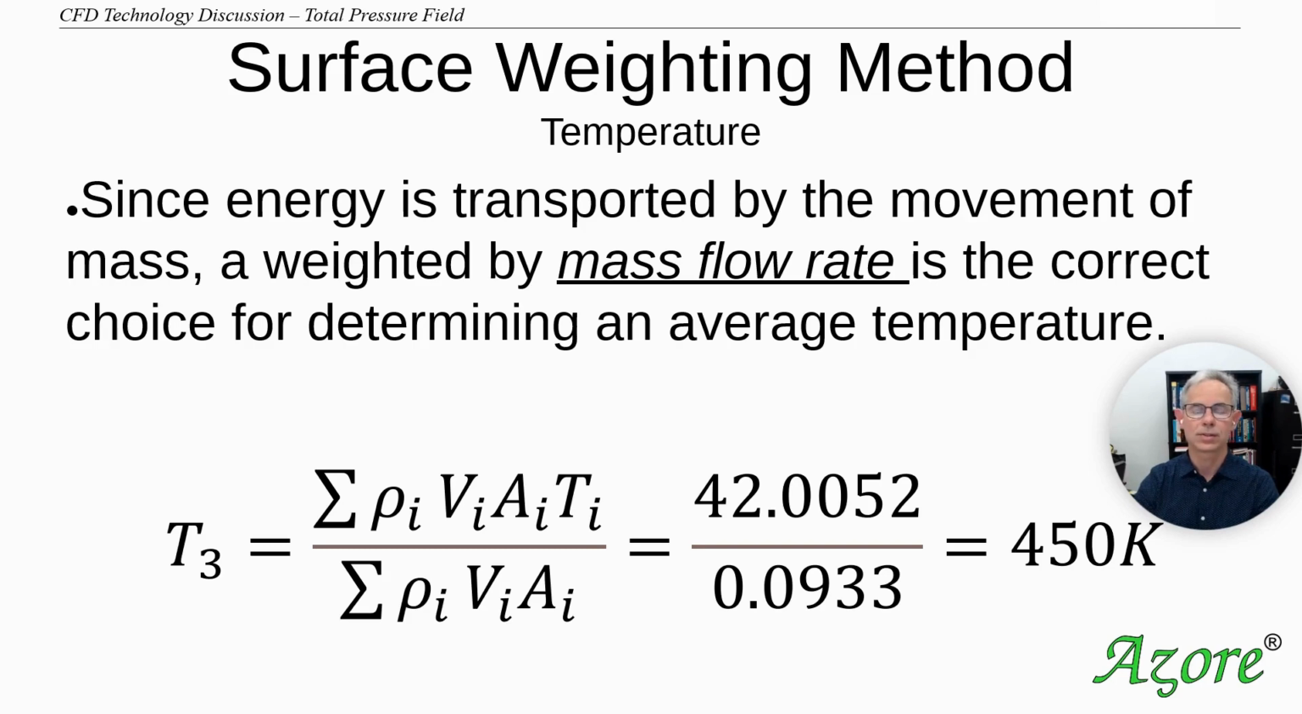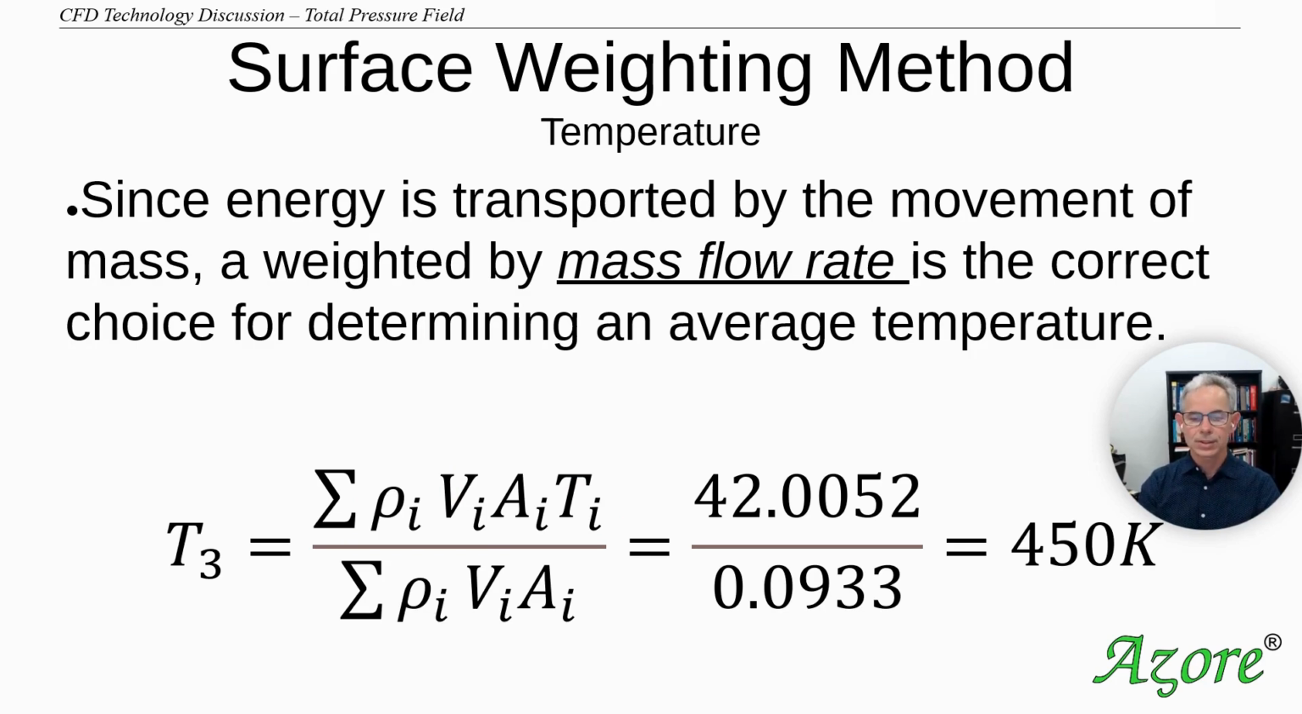That's the correct choice. If we do those same calculations, for each one of the surfaces on the exit, we would take the density, the velocity, and the area, and this velocity is of course normal to the surface, multiplied by the temperature. If we do all that math, it comes out to 450 degrees K, which is exactly what it should represent. Everything's good. We're happy with that number.